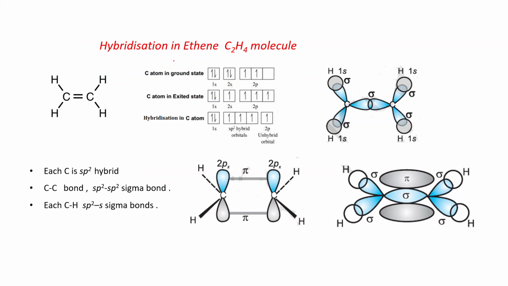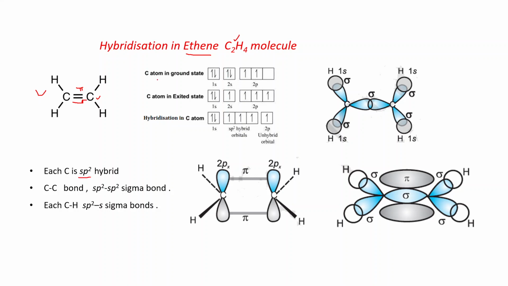Now come to hybridization in the ethene C2H4 molecule. This is the structural formula of C2H4, and from this structural formula you can see there is a double bond between the carbons. Double bond means one is a sigma bond and one is a pi bond. Now we can see that each carbon forms 3 sigma bonds. 3 sigma bonds means each carbon is sp2 hybrid.